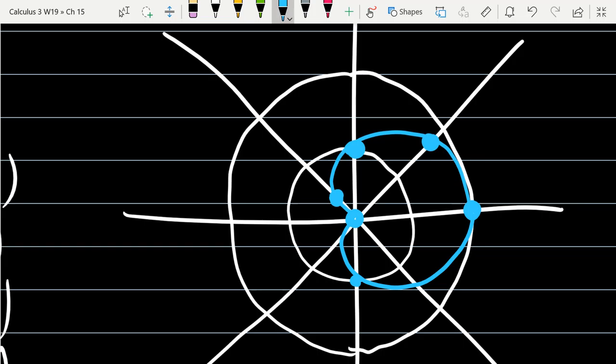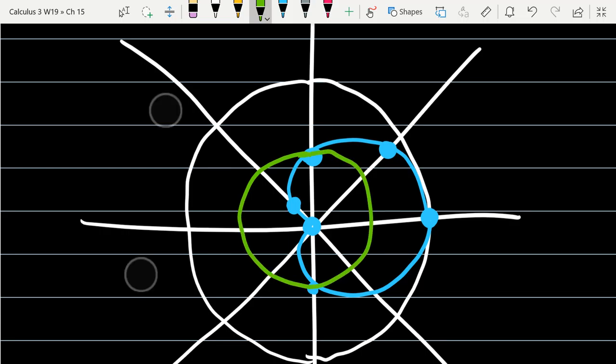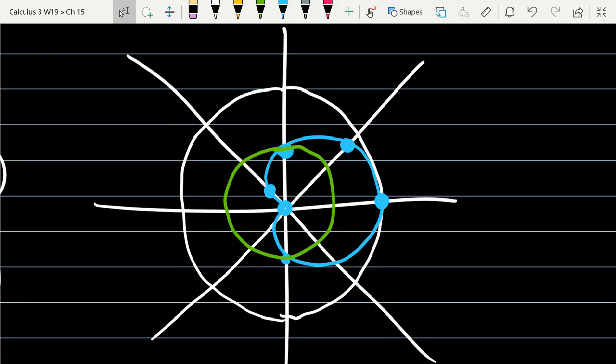So any questions on the graph here? I did draw the radius 1 circle, which was the other curve. I just made it look like everything else in the graph. So I'm going to go over the unit circle in green here so that it looks different. So we want to be inside the unit circle, outside the blue.